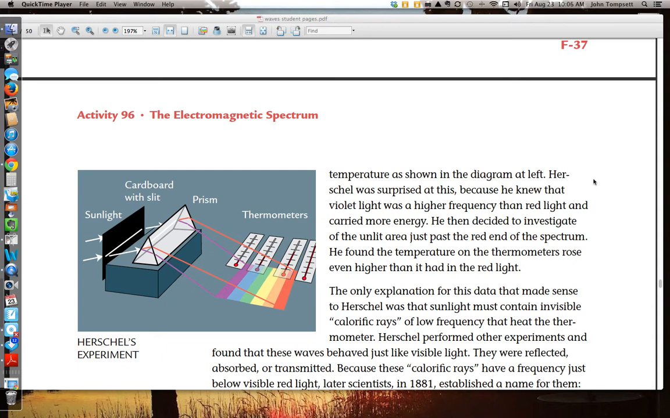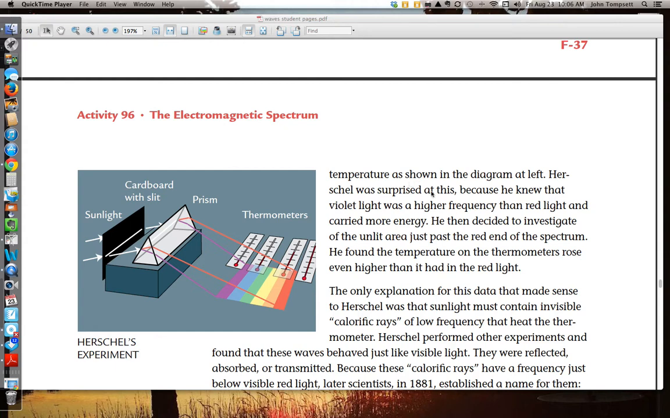the unlit area just past the red end of the spectrum. Interesting sentence. He found the temperature on the thermometers rose even higher than it had in the red light. The only explanation for this data that made sense to Herschel was that sunlight must contain invisible calorific rays of low frequency that heat the thermometer. Herschel performed other experiments and found that these waves behaved just like visible light. They were reflected, absorbed, or transmitted.